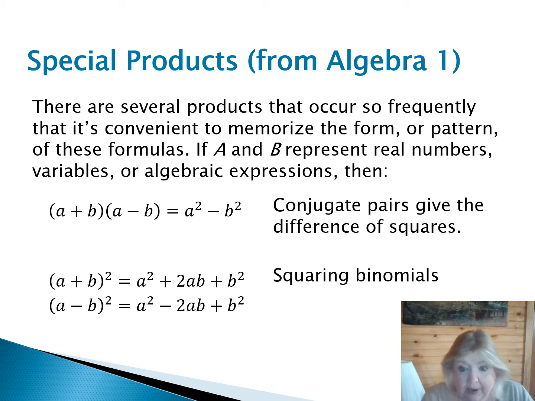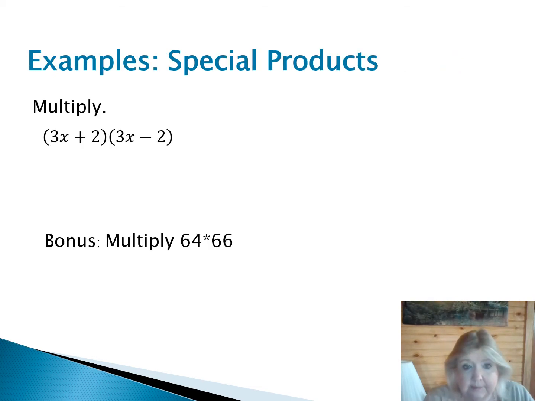Then squaring numbers that you can write as a binomial. A plus B squared is A squared plus 2AB plus B squared. A minus B squared is A squared minus 2AB plus B squared. I hope you already have those memorized, but if you don't, now's the time to do it. Now let's take a quick look at an example of a special product.